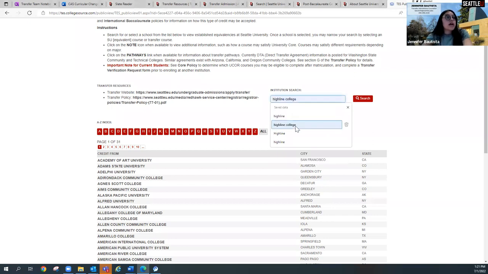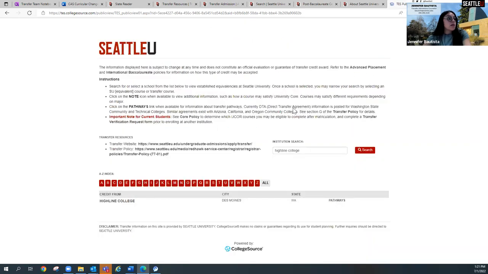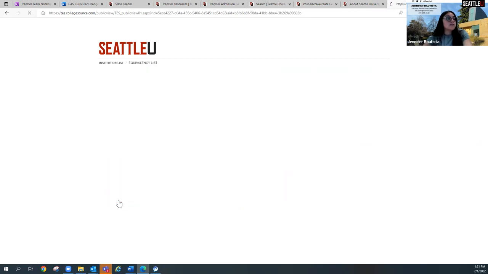I'm going to be using Highline College as an example. With this search feature, it's really important that folks do not abbreviate. They have to spell out the whole institution name. It's not going to take UCLA. It's not going to take any sort of abbreviation. So it's really important that students type in the institution's full name. So we can go ahead and type Highline College in there. It pops up, and we click on it.